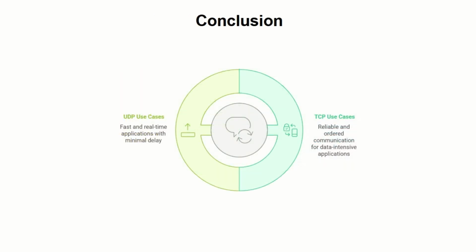So to conclude, TCP and UDP are both essential for communication on the internet, but they serve different purposes. TCP is best for reliable, ordered communication, while UDP is optimal for fast, real-time applications. Understanding when to use each protocol can help optimize network performance for specific needs.